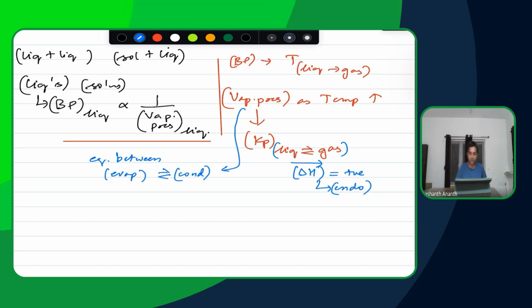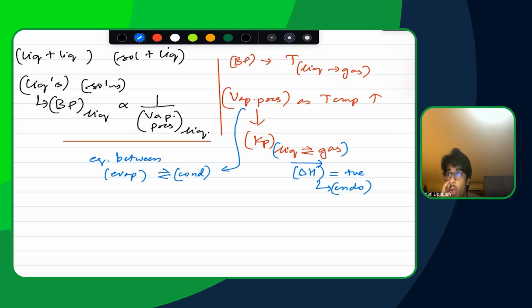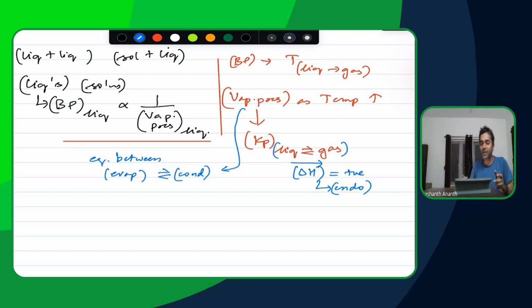So you end up having condensation increase by like say 1x, whereas evaporation increases by like say 2.5x. So you end up having more molecules present in vapor phase now, which means more pressure on top of the liquid. So as we increase temperature, what is going to be happening? Vapor pressure increases.